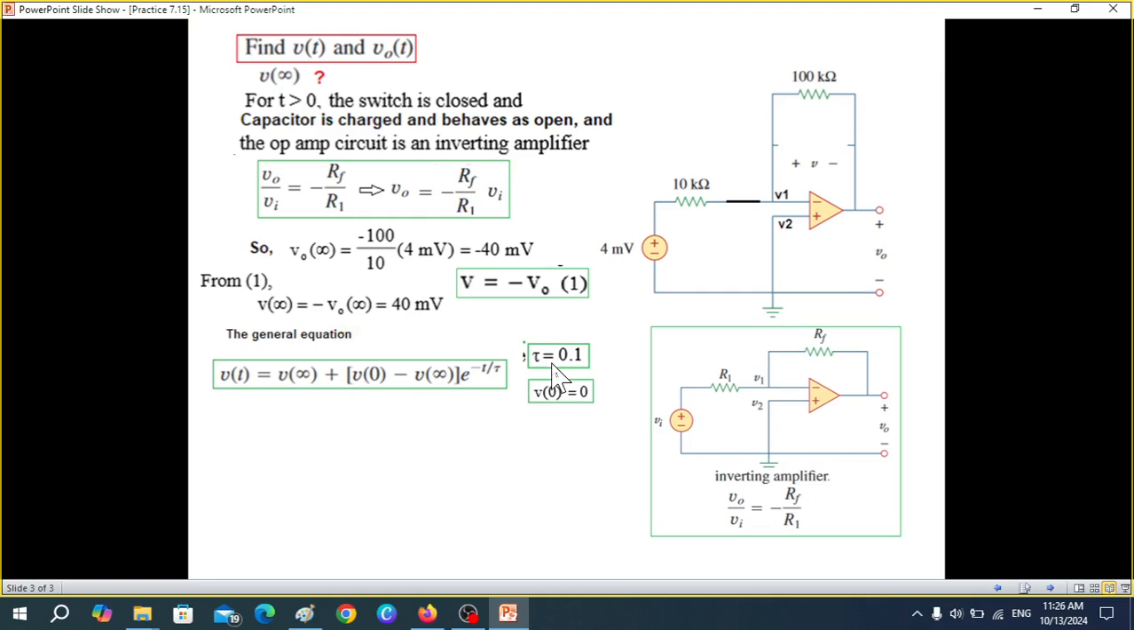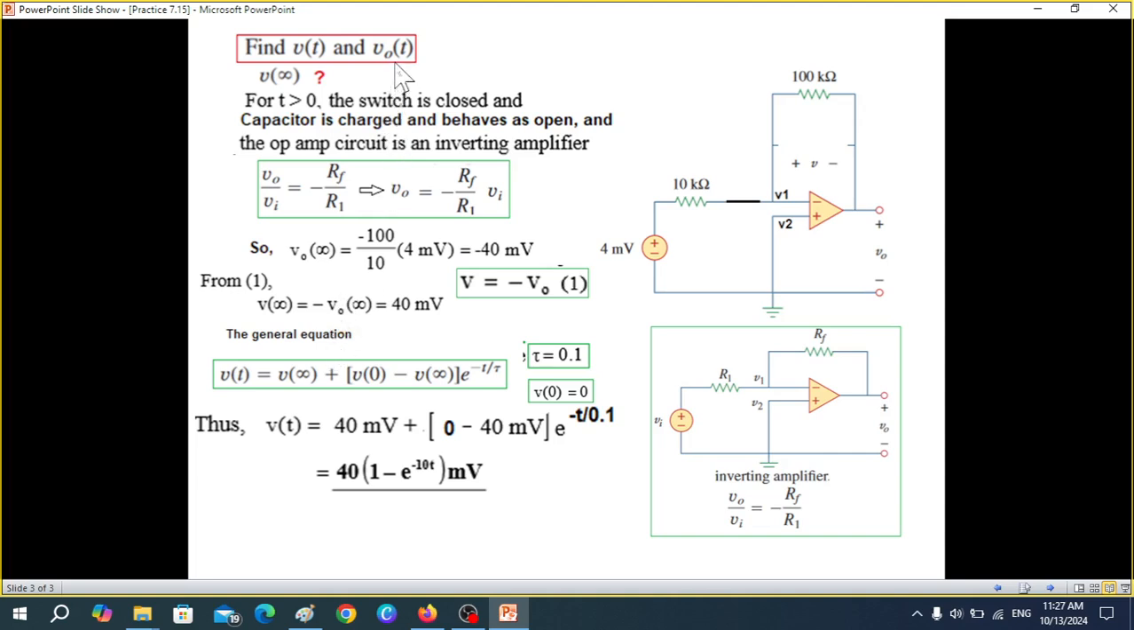Okay, so now we are ready to apply this formula. We have tau, we have found V0, and we have found V infinity. So plugging in the values, we get this equation. And from here, we take 40 common. So this is 1 minus e raised to the power minus 10t. Now, when you divide 1 by 0.1, it will become 10. That is why it is minus 10t millivolts. So this is the first answer.